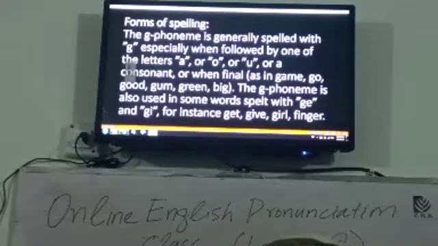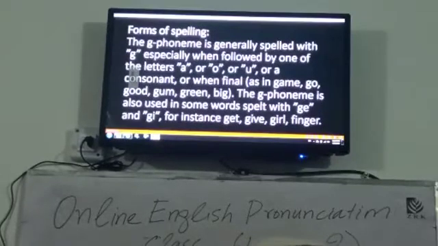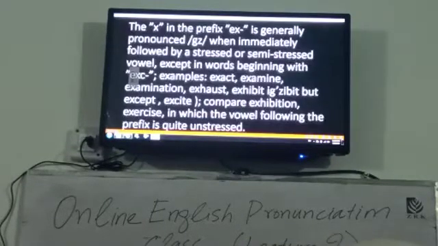So these are basically the form of spellings for G sound, represented by small g. You must read it out and just practice on this. Fine. So these were the form of spellings. Now another spelling pattern.